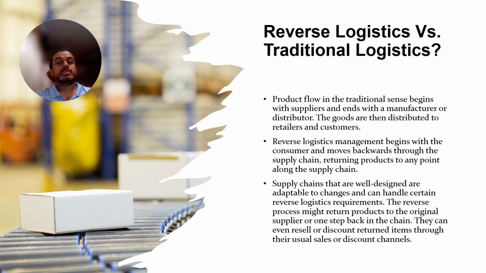The traditional supply chain moves the product from the supplier to the manufacturer to the distributor to the retailer to the customer. In reverse logistics, management begins with the consumer and moves back through the supply chain, returning products to any point along the supply chain. Supply chains are well designed, adaptable to change, and can handle certain reverse logistics requirements. The reverse process might return products to the original supplier or one step back in the chain. They can even resell or discount returned items through their usual sale or discounted channels.